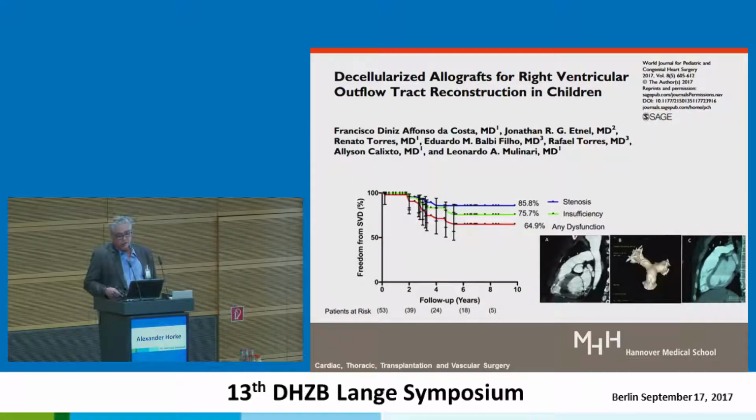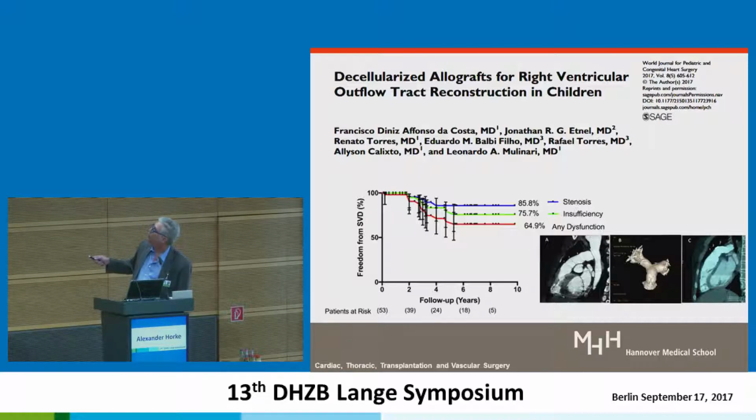There is only one other group, the Da Silva group in Brazil, who is working with this, and these are the results published in 2017 in a group of children with congenital heart disease. The median age was 12 years, and here you see the same.